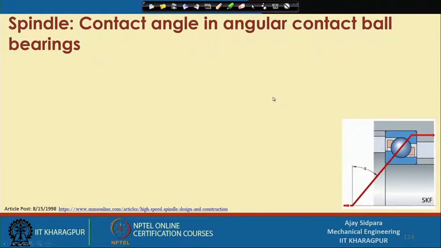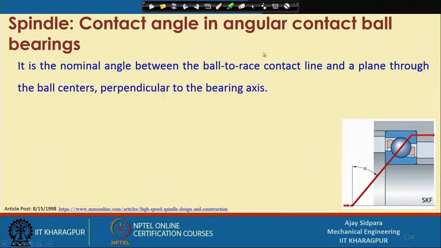So, what is the contact angle here? It is a nominal angle between the ball-to-race contact. So, where is the ball-to-race contact? This is the ball-to-race contact line. Wherever this contact is, you have to draw one line here. So, this is the line passing through the ball-to-race contact, and a plane through the ball center.